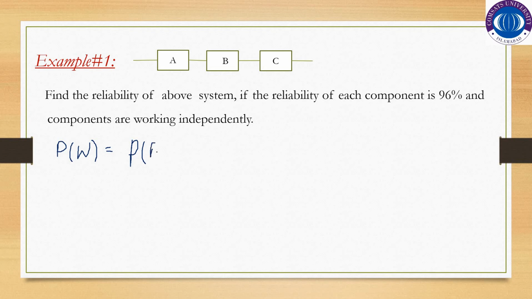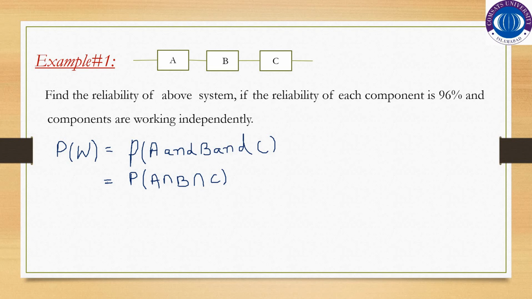So A works and B works and C works. When there is and, कौन सा लॉ हमारे पास लगता है? मल्टीप्लिकेशन लॉ. A intersection B intersection C. Now we have to apply multiplication law.